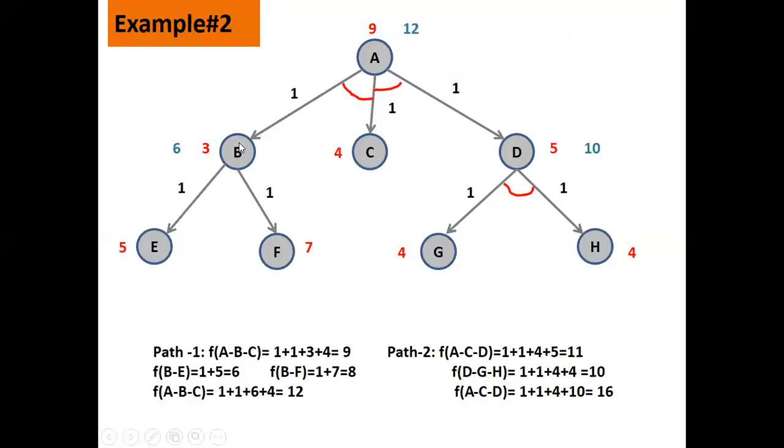Now, C is a futility node. You can say there's no further expansion here. It's a dead end type. So you start from B. Now B has an OR gate. So you can either go from B to E or you can go from B to F. So let us explore the path B to E. B to E will be what? G of n will be 1 and H of n will be 5. So F of n will be what? 6. So B to E it will be 1 plus 5, that is 6. Now B to F it will be how much? 1 plus 7, that will be 8.